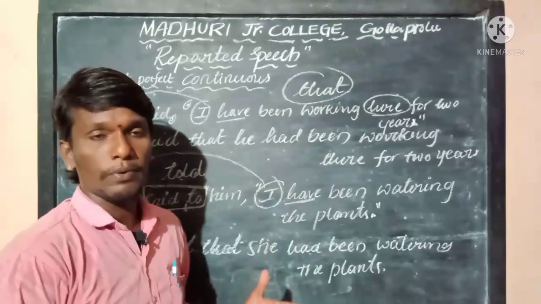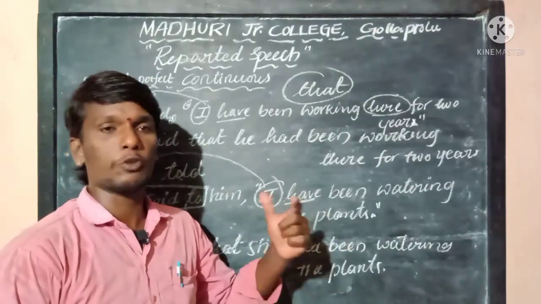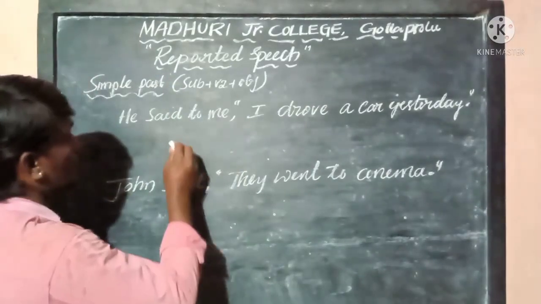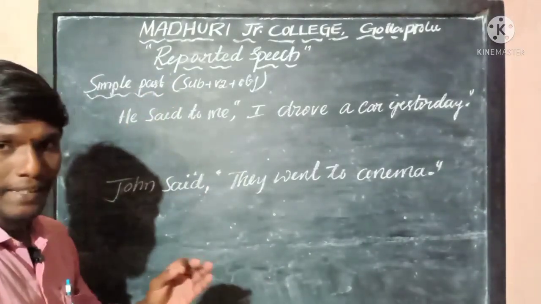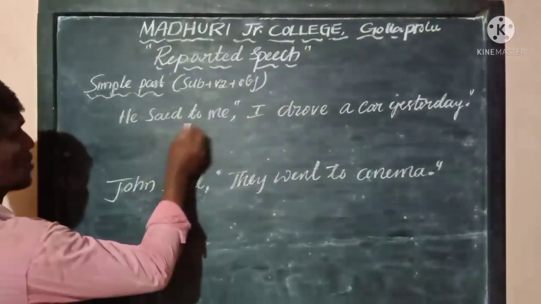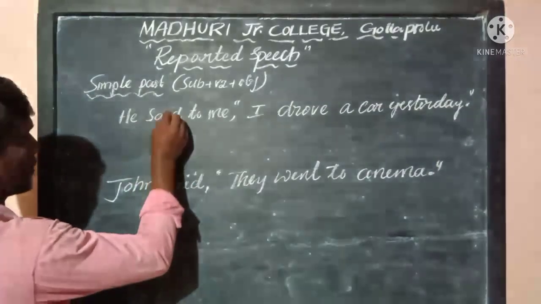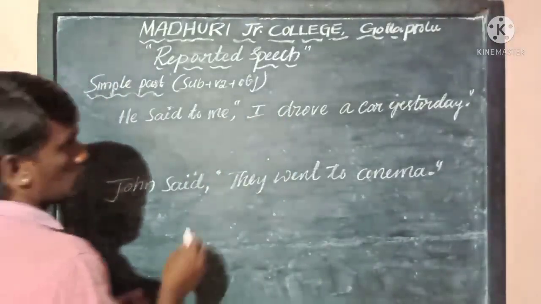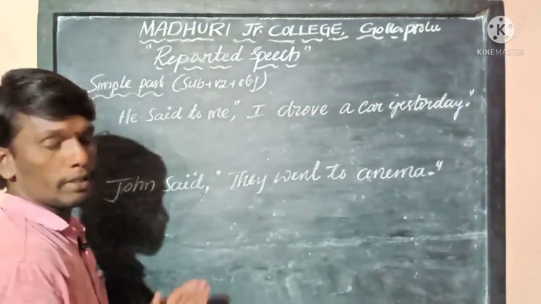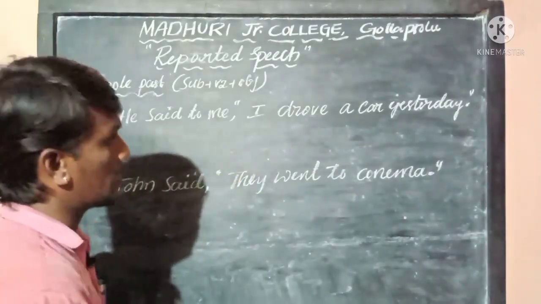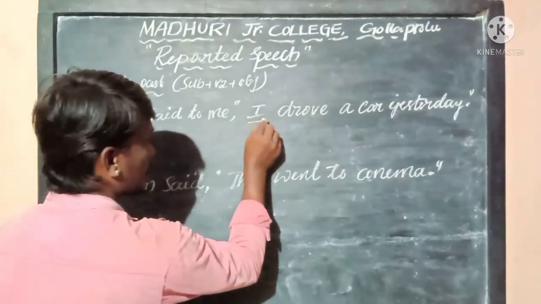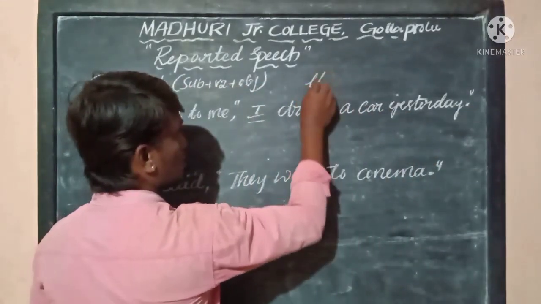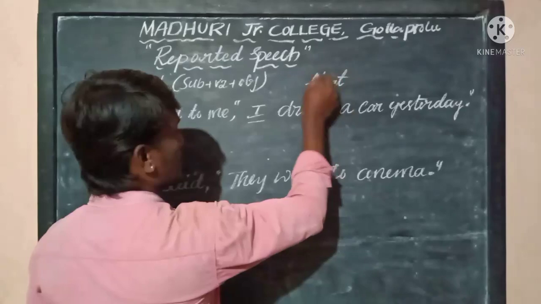Now let us go for changing past tense into the other tenses. Now let us change simple past tense into the other tense. See here: he said to me, I drove a car yesterday. Now again the given reported part is a declarative sentence, as it starts with the subject and ends with a full stop, and now we should take the conjunction that.